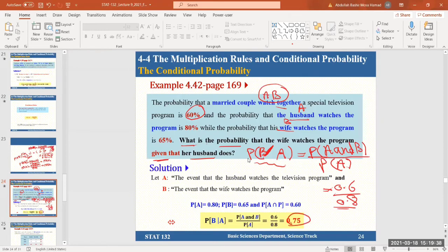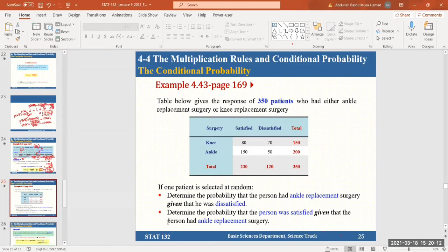So if we change this question to what is the probability of the husband watching the program given that the wife already did, it equals 0.6 over 0.65. Yes, 0.65. Great. So just writing the question in the right form gives you the correct answer. It's clear, I think.